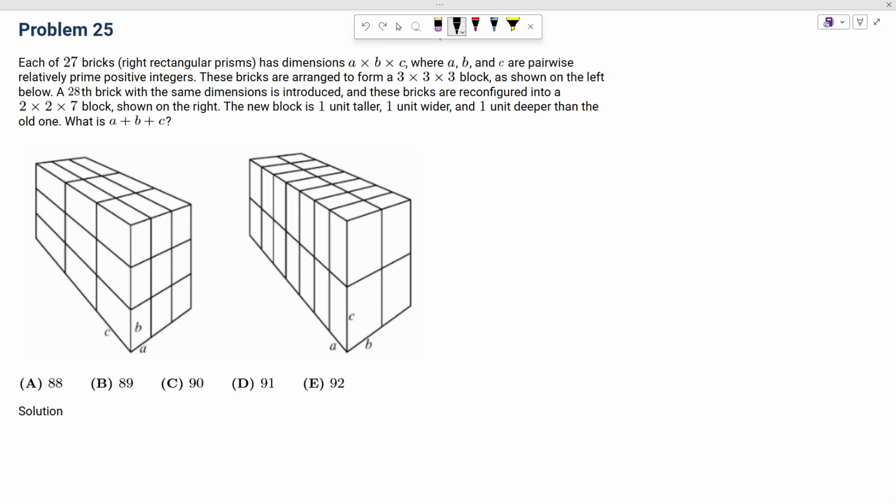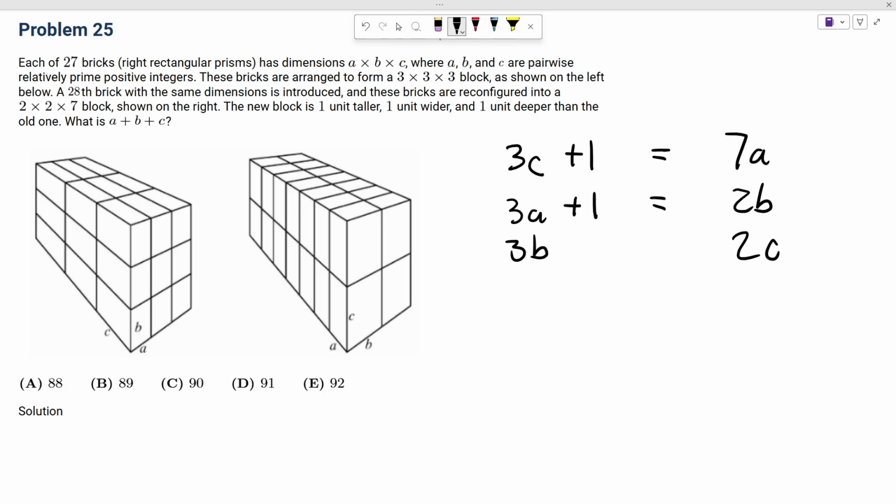So let's just look at the length here. The length on the old one is going to be 3C. This dimension on the old one is 3C. This dimension on the new one is 7A, and it's 1 more than 3C. This dimension on the old one is 3A. This dimension on the new one is 2B, and it's 1 more than 3A. This dimension on the old one is 3B. This dimension on the new one is 2C, and it's 1 more. So now we can just solve the system of equations.